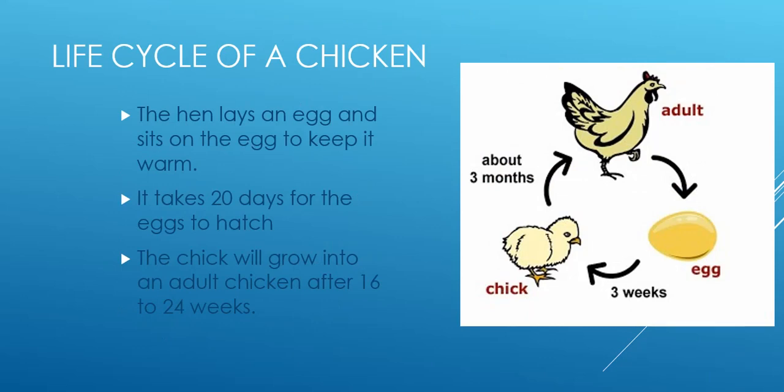The life cycle of a chicken, basically all you need to know, the adult lays the egg, so it goes egg, chick, adult. Adult lays the egg, it hatches into the chick, grows up to become an adult, so egg, chick, adult.